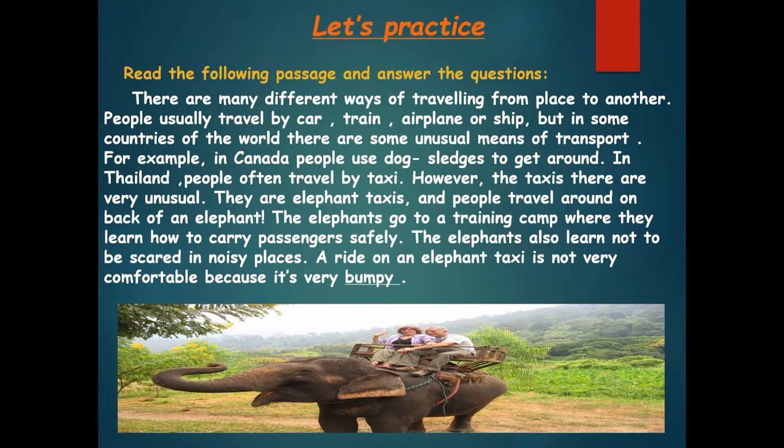Step 4. Read again for evidence and techniques. If you remember the question, this is the evidence for question 1. In Canada, people use dog sledges to get around. Question 2. The elephants go to a training camp where they learn how to carry passengers safely. Question 3. They are elephant taxis. Now, step 5. Answer the question.